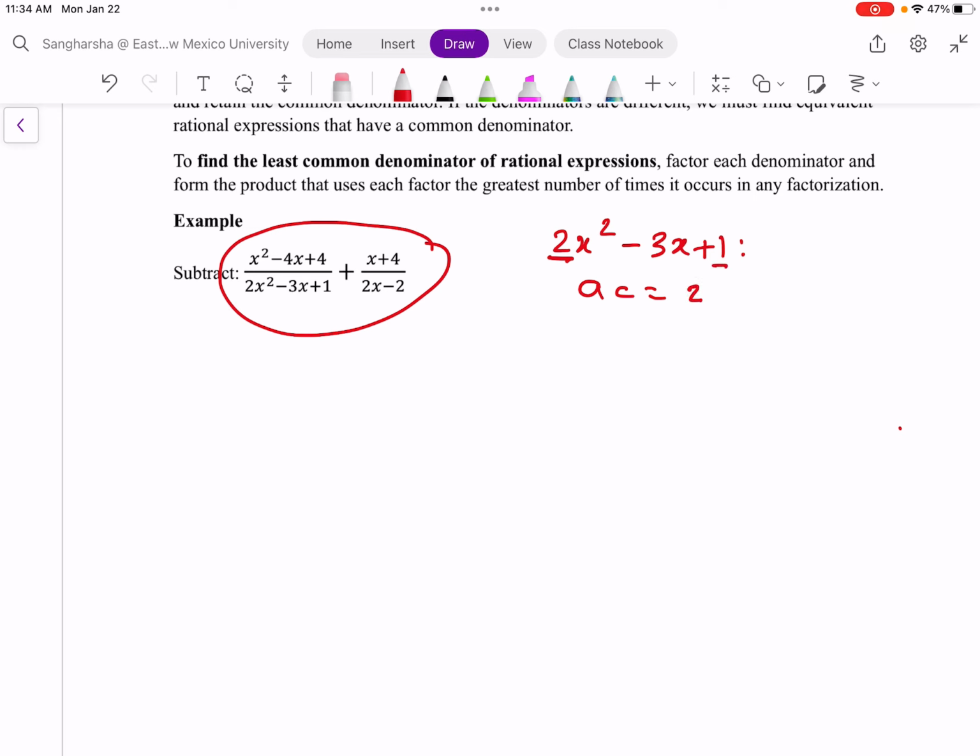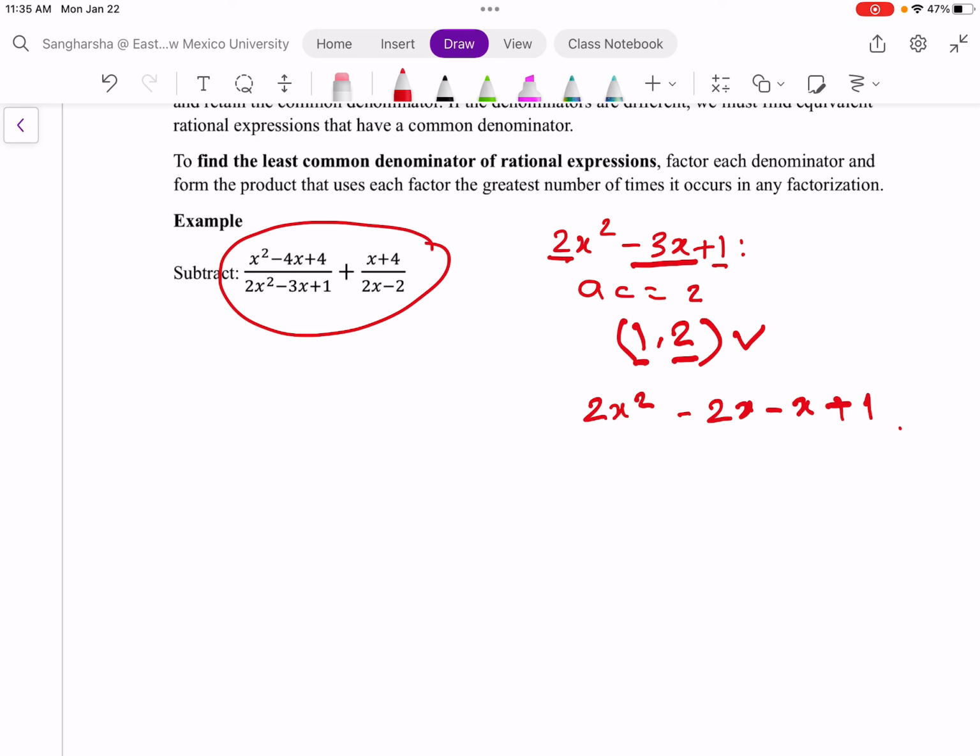You multiply A and C. Then we write down every pair of factors of 2. We have only 1 and 2, the only pair. Now we use this pair of factors to rewrite negative 3x. How can we rewrite negative 3x using 1 and 2 as coefficients of x? Negative 3x is minus 2x minus x, right? So we have 2x squared, and for the 3x you are using this 2 and this 1. So 2x squared minus 2x minus x plus 1.